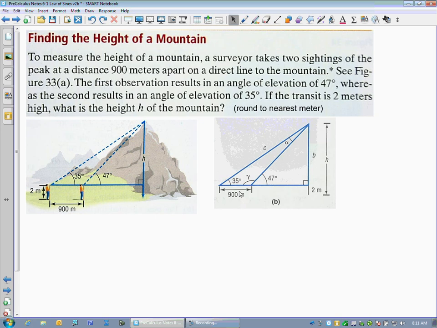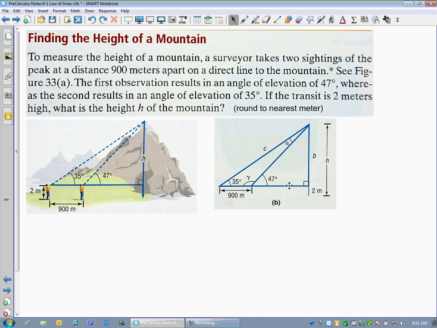So we're going to call the 900 meter side of this scalene triangle A, so alpha will be the angle opposite it. We're going to call this angle gamma, so C is the side opposite that. And we're going to use B to represent the distance from the top of the transit to the top of the mountain.